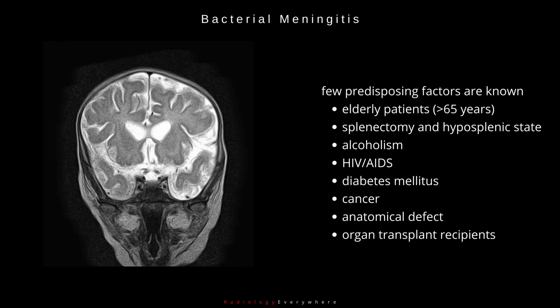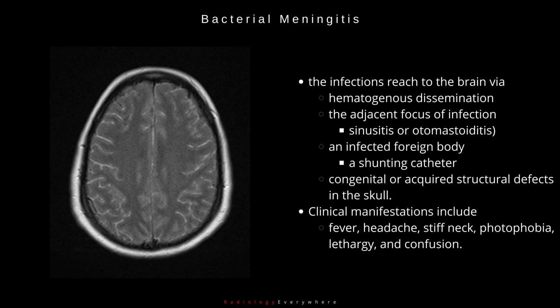Few predisposing factors are known. Elderly patients, 65 years. Splenectomy and hypersplenism state, alcoholism, HIV/AIDS, diabetes mellitus, cancer, anatomical defect are related to recurrent meningitis, and organ transplant recipients. The infections reach the brain via hematogenous dissemination, the adjacent focus of infection such as sinusitis or otomastoiditis, an infected foreign body like a shunting catheter, congenital or acquired structural defects in the skull.